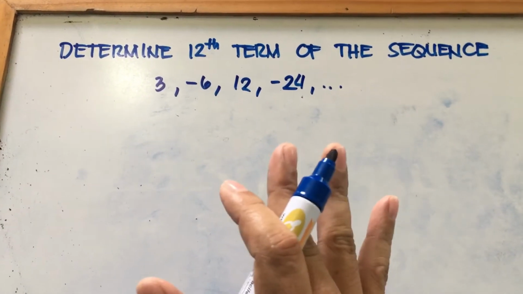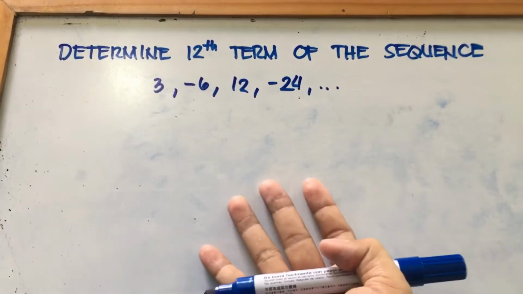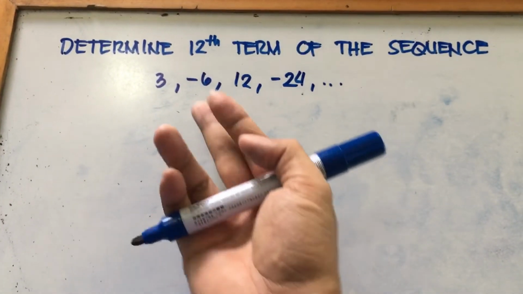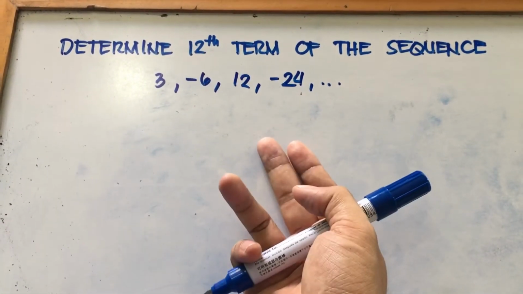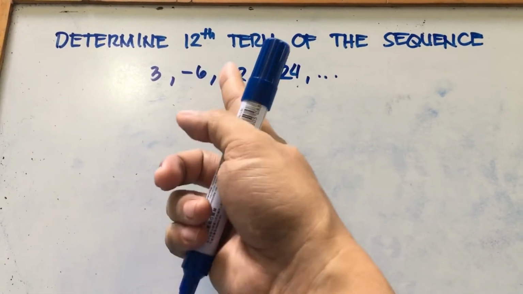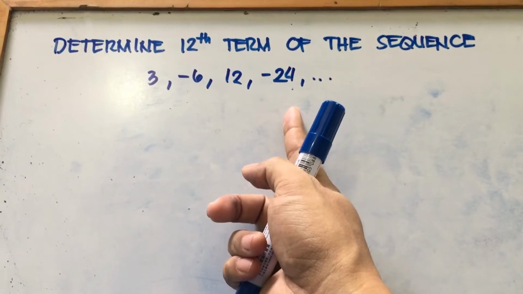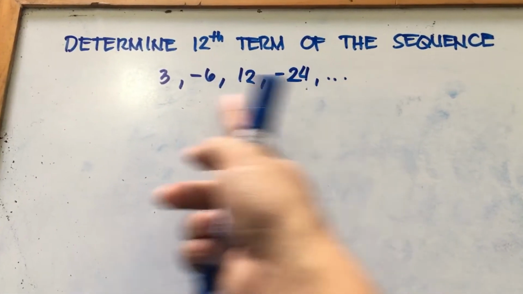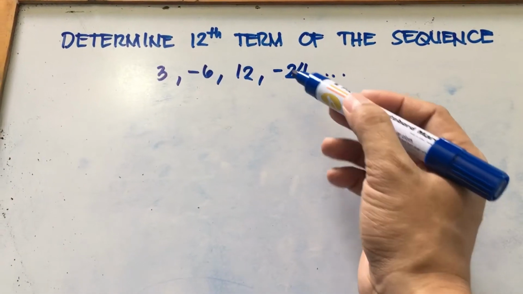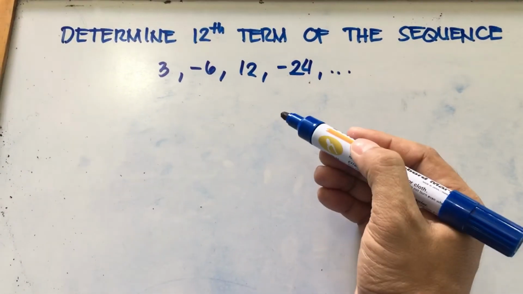So we all know, to check if this is an arithmetic sequence, make sure that a constant number is to be added to each term. Okay? So if you have a 3, it becomes negative 6, it becomes positive 12, it becomes negative 24. To check if it's an arithmetic sequence, we simply subtract the numbers from the right going to the left.